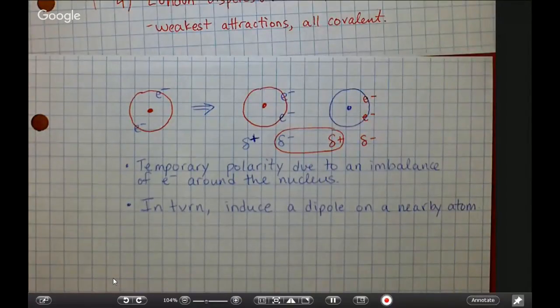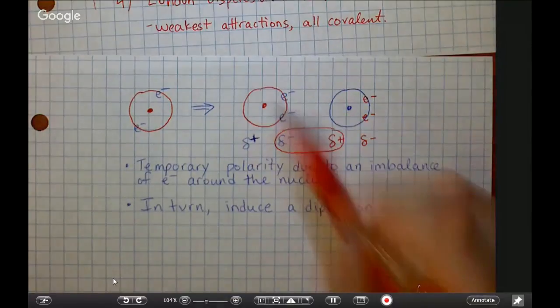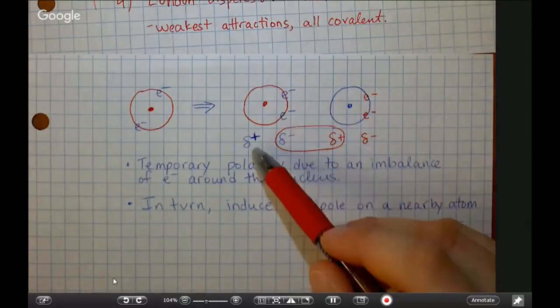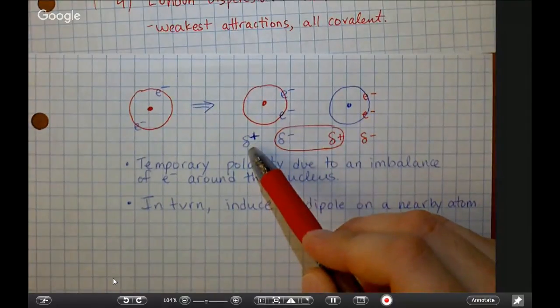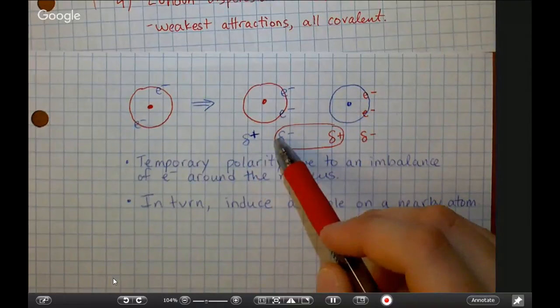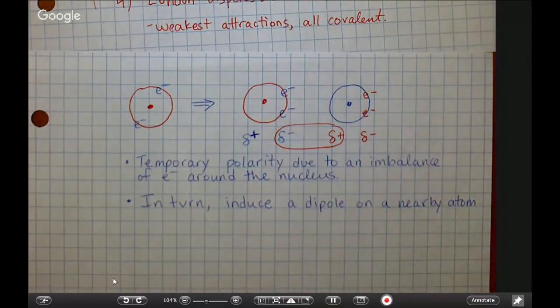Why do you have those by the atom-looking thing? What do I have? The 8. What is that? These are the lowercase delta. Oh. So it's partial positive and partial negative to show that there's a polarity going on there.